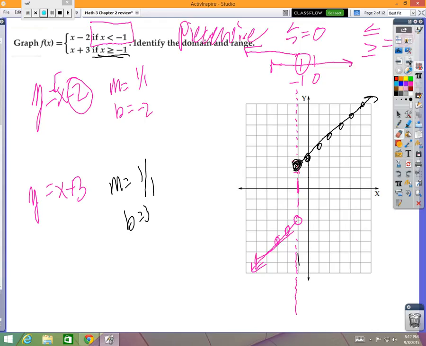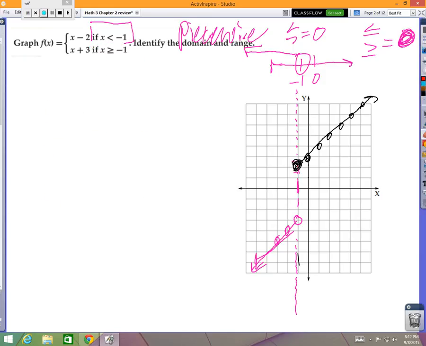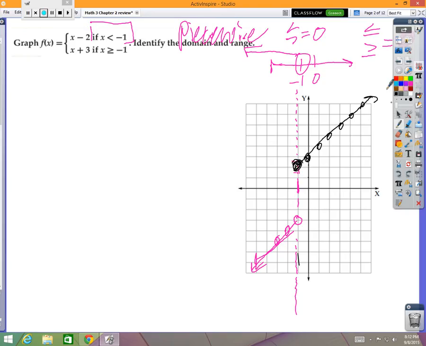Okay, now domain and range. Let's talk about domain and range real quick. The domain is how much it covers left to right.